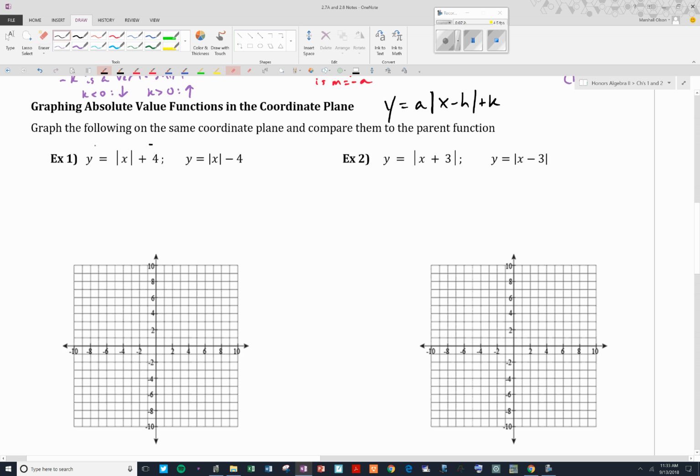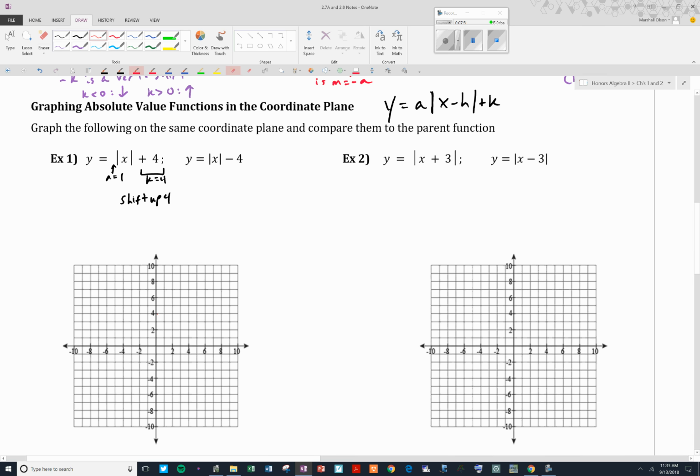Alright, so as we compare this to what we see in that function right there, hopefully you see that the A value is 1, because there's nothing right there, so A is 1, and that +4 is like our K value, so the K value is 4. So since K is 4, we know that this is going to shift up 4, and since the A value is 1, it's just going to have a slope of 1 and of -1 on either side of this function.